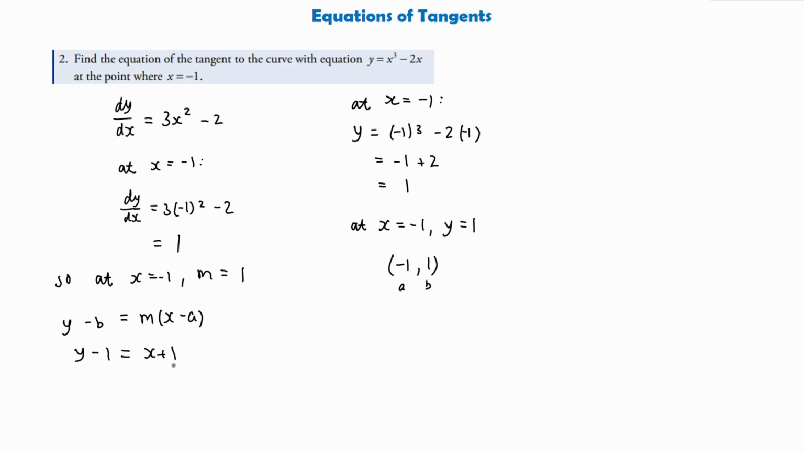And now we'll rearrange to get the general equation, which will give us y take x from both sides, and then take 1 from both sides, equals 0. And we call this the general equation of the tangent to the curve with that equation.